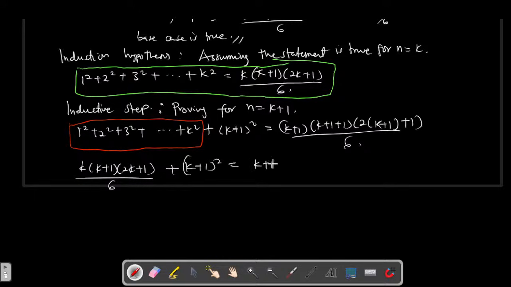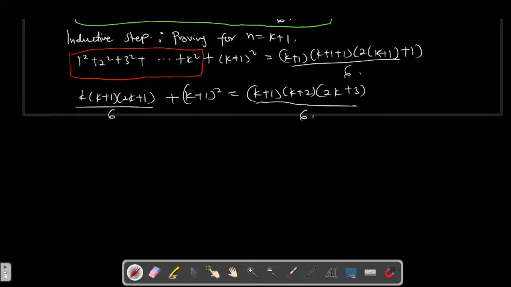That will be k plus 1 in one bracket. This gives me k plus 2. Then this gives me 2k plus 2 plus 1. So 2k, then this is plus 2, 2 times 1 is 2, then plus 1 gives plus 3. As simple as that, all over 6. So our goal here is to make sure that our left hand side is equal to our right hand side.